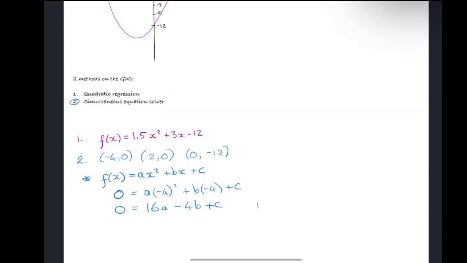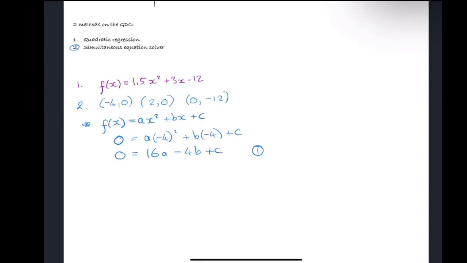I'm going to do the exact same thing with my second set of coordinates. So my second set of coordinates, my y value is also 0, but this time my x value is 2. So I still don't know a, but I'm substituting x for 2. And I can tidy that up a little bit too.